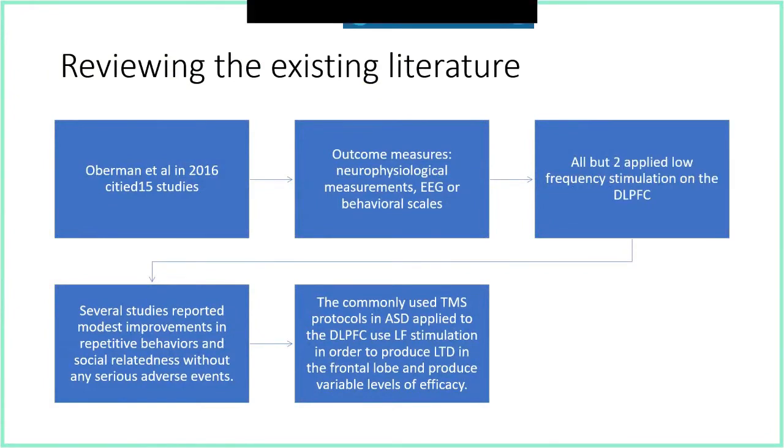So the existing literature that I have reviewed shows that there have been quite a few experts who have tried using TMS for treatment of autism spectrum disorder. The majority of these experts use low-frequency stimulation on the dorsolateral prefrontal cortex. And the rationale they used was that the frontal lobe is excessively inhibited in autism, too much GABAergic activity, so they used low-frequency stimulation to inhibit the inhibition.